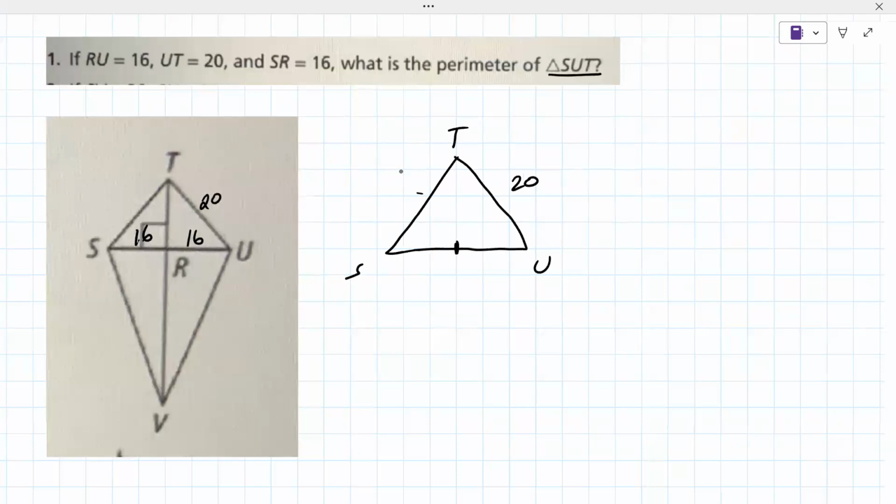This is 16. What's the whole length from S to U? 32. And then what do you know about these two triangles here? They are congruent. Which means both that right. This is 20. So what is the perimeter of this thing? 72.